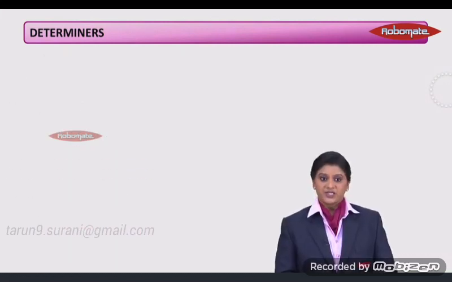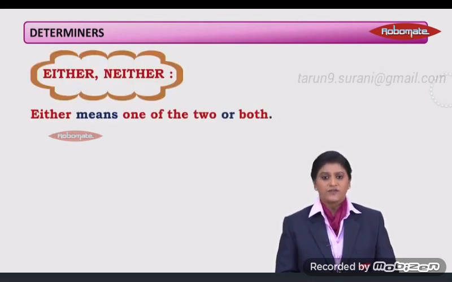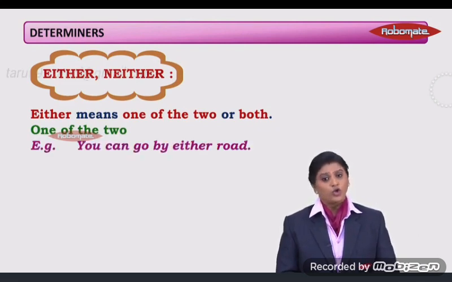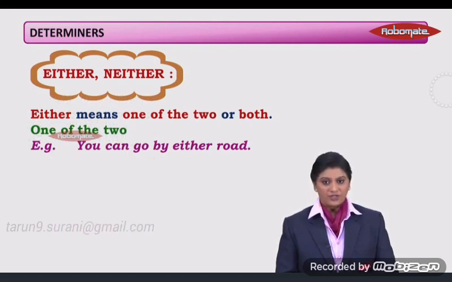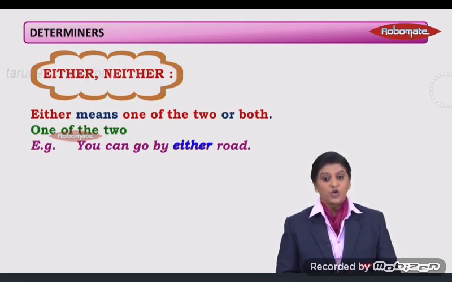Now, let us take the next two determiners, that is either, neither. Either means one of the two or both. Let us take an example to understand what this means. Let's say the sentence is, you can go by either road. The noun that we need to consider here is road, and the determiner that precedes it is either. In this case, we can interpret the sentence to be as, there are two roads and I have to choose one of them, thus you can go by either road. So over here, either means one of the two.